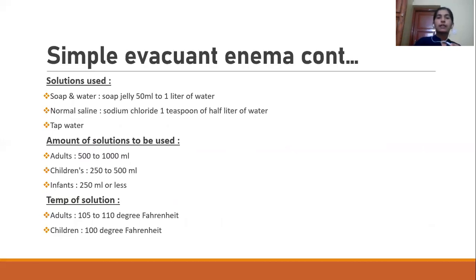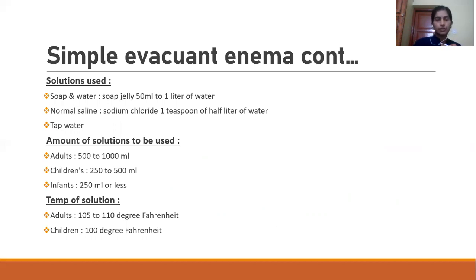What are the major solutions we can use for the simple evacuant enema? It includes soap and water, soap jelly 50 ml to 1 liter of water, and normal saline, sodium chloride 1 teaspoon to half liter of water, or tap water. Any one of these solutions we can use as a simple evacuant enema.